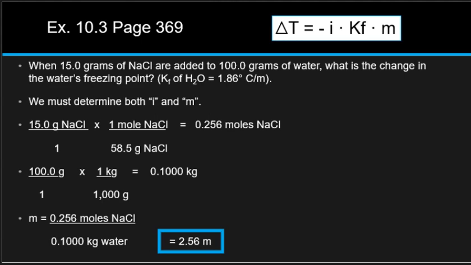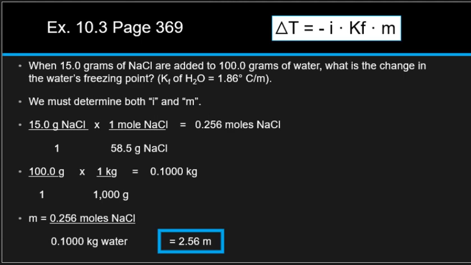Remember, I still need my number of moles up there. So I'm going to get my moles. I'm going to start with my 15 grams. My 58.5 grams per mole of NaCl comes from the periodic table of the elements. That's just converting grams to moles. I have 0.256 moles of sodium chloride. Here I'm going to take my grams and make them kilograms. That's important. And now I can do my molality. My 0.256 moles, which I calculated, over my kilograms of water, 0.1, gives me a molality of 2.56. So now I've just figured out m.